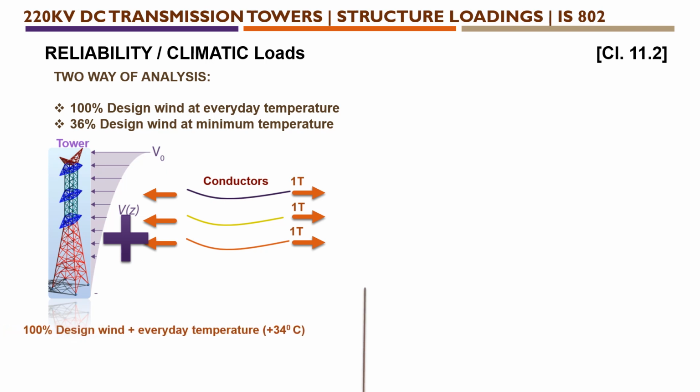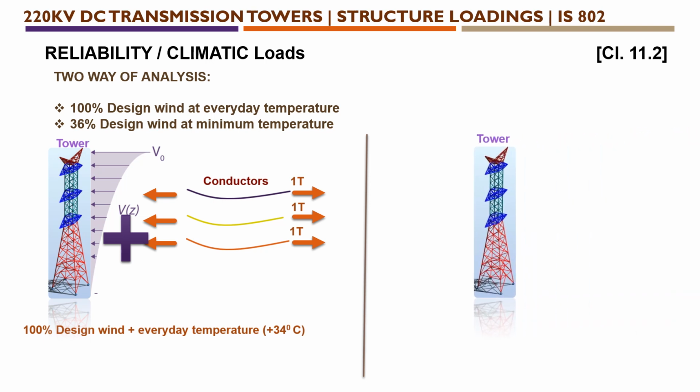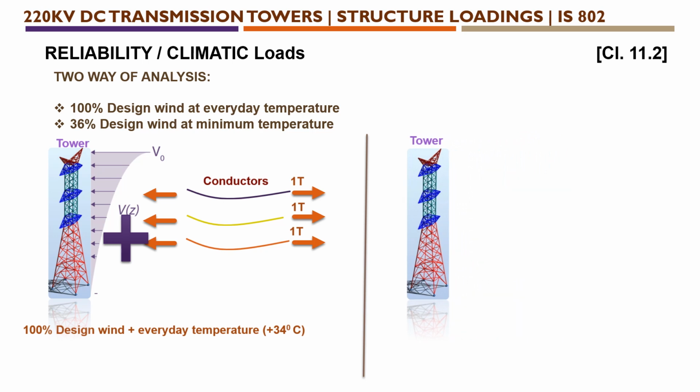And in the second way of analysis, we need to have 36% design wind at minimum temperature. As we know, whenever there is a dip in the temperature, there is also a reduction in the design wind velocity. So this is the second way of analysis. The tower and all the transmission line components should be subject to 36% of design wind.